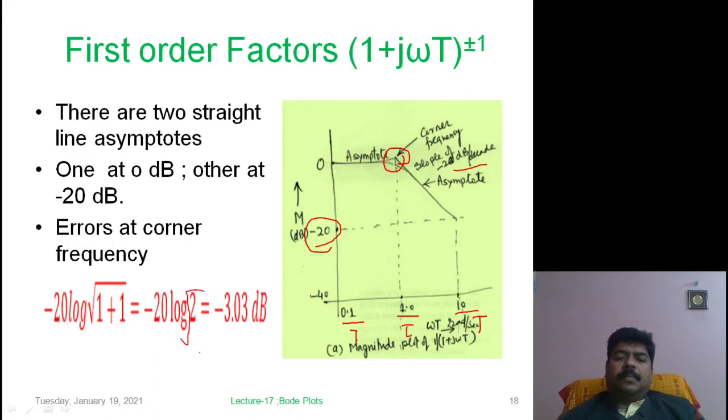At this point what would happen? 1 plus 1, so that will be giving a minus 3.03 dB. So actually the plot will be passing through this point, not the exact minus 3 dB. So the approximate plot is a straight line, while the actual plot will be like this.